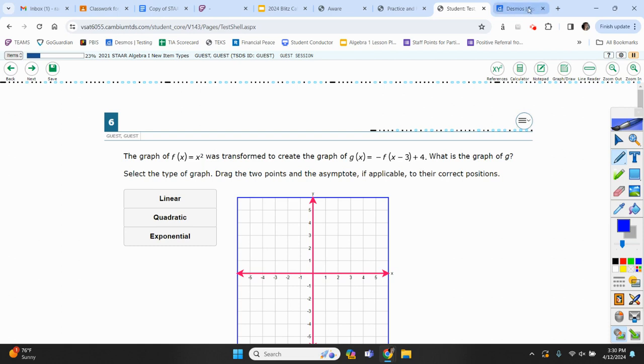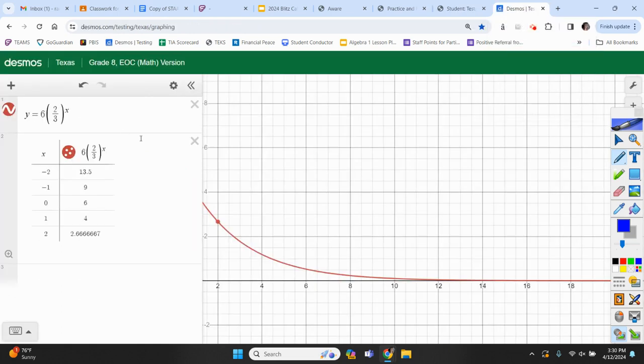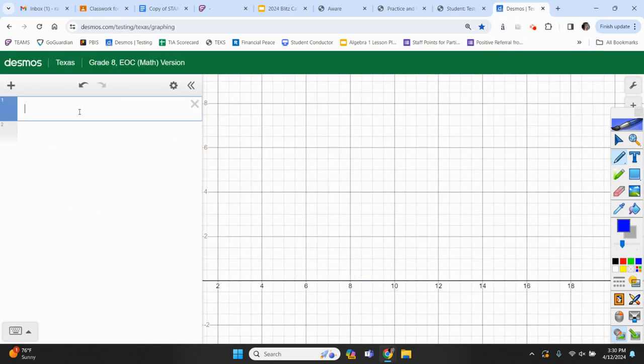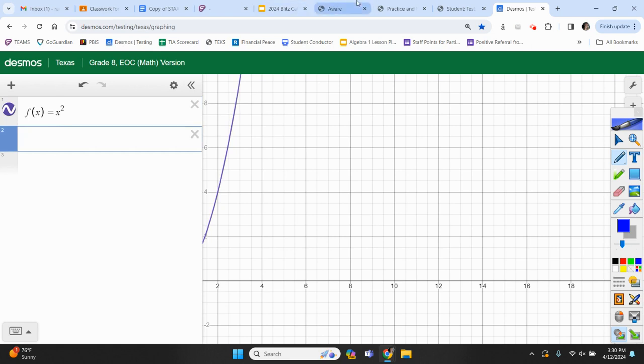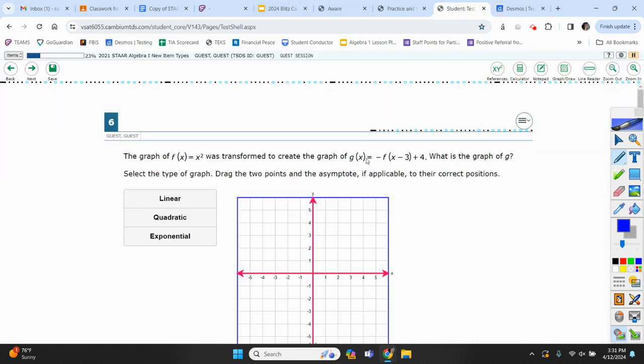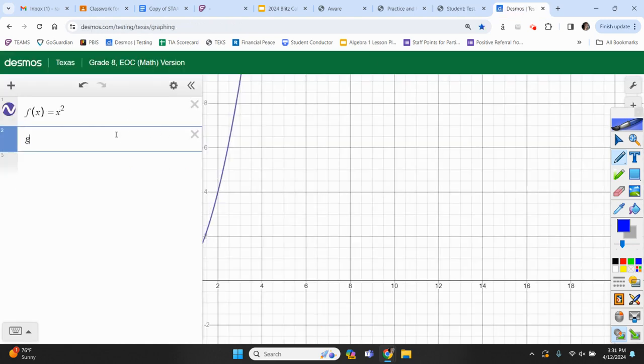So what you're going to do is type both of those in Desmos. But with this one, you can't change the f of x to a y. You have to leave it as f of x. So f of x equals x squared. This is what we call the parent function. And then the other function is g of x equals negative f. That's because the f is here, that's why we have to keep the f in the first one. So negative f, x minus 3 plus 4.